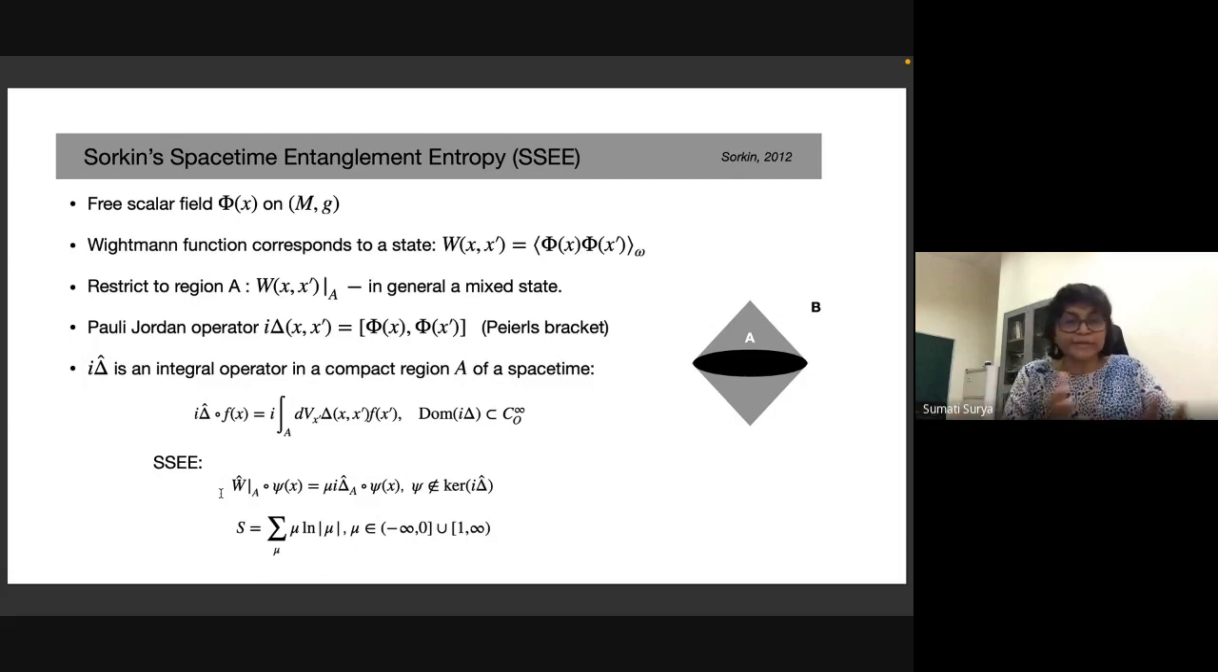And the mu that you get in this equation, so you solve for this and you find the eigenfunctions, but more importantly, you find the eigenvalues. And you put them together to define an entropy like this. Importantly, these eigenfunctions mustn't belong to the kernel. So they shouldn't belong to the kernel of the operator I delta. Here I should have put in an A. And that's the only requirement. If it's not in the kernel, then what you have is an eigenvalue equation of the inverse of delta A and W hat. And then you put that together to get an entropy.